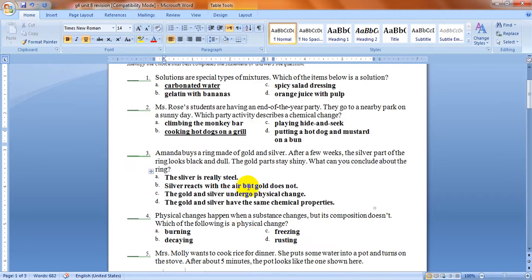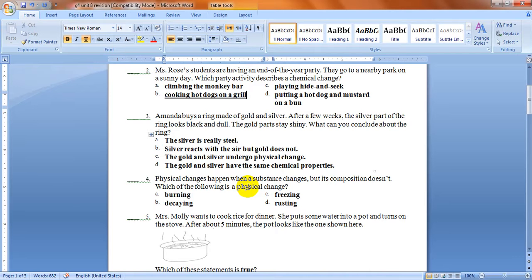The next one, question number 3. Amanda buys a ring made of gold and silver. After a few weeks, the silver part of the ring looks black and dull. The gold parts stay shiny. What can you conclude about the ring?